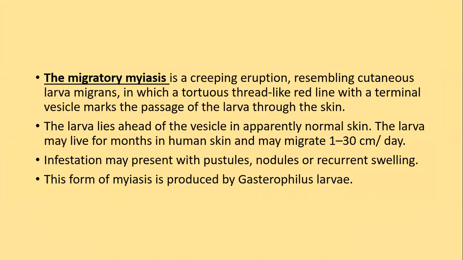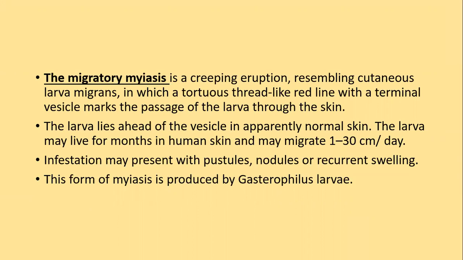The migratory myiasis is a creeping eruption that resembles cutaneous larva migrans, in which a tortuous thread-like red line with a terminal vesicle marks the passage of the larva through the skin. The larva lies ahead of the vesicle in apparently normal skin. The larva may live for months in the human skin and migrate at the rate of 1 to 30 centimeters per day. This is faster than cutaneous larva migrans. Infestations may present with pustules, nodules, and recurrent swelling.